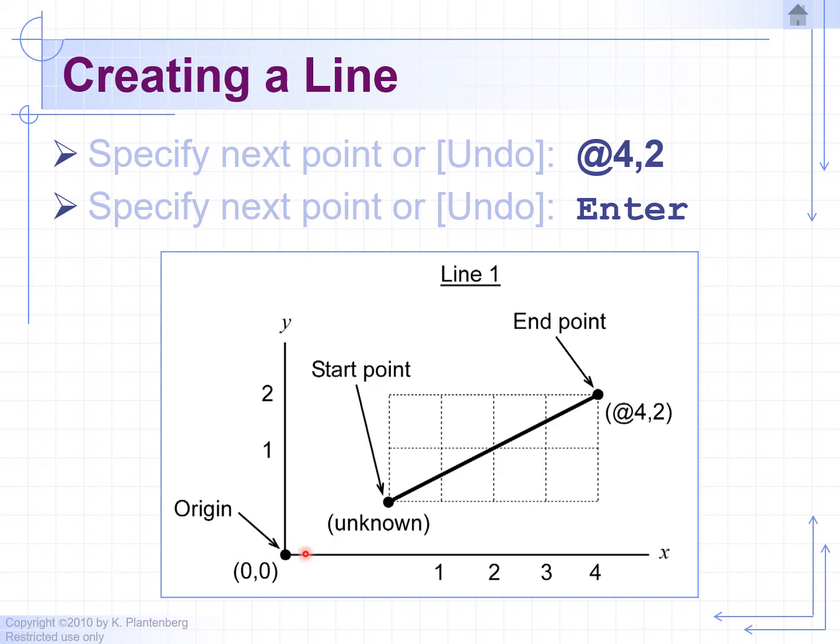instead of using the origin as our reference point, we're going to use our first point as our reference point to locate it. So we're going to type in @ so that lets AutoCAD know that we're going to go with respect to our last point defined. 4, so that'll go 4 units in the x direction, comma, 2, and it'll go vertically up 2 units, and enter, and it'll locate our second point and generate the line.